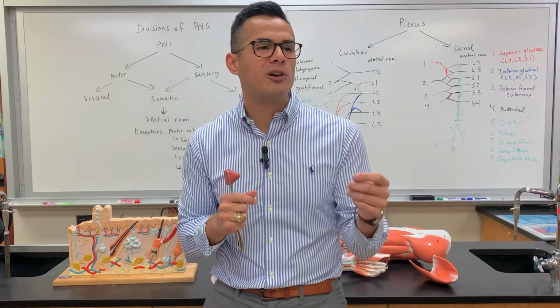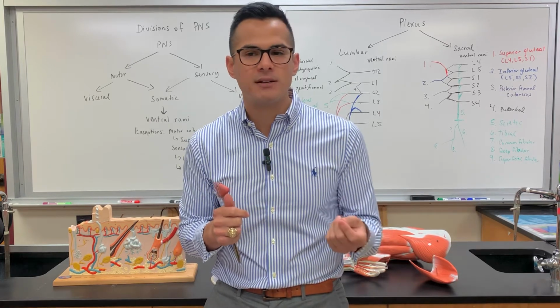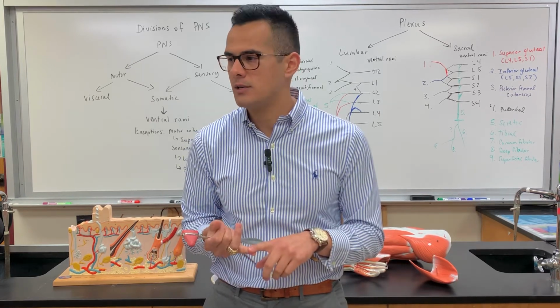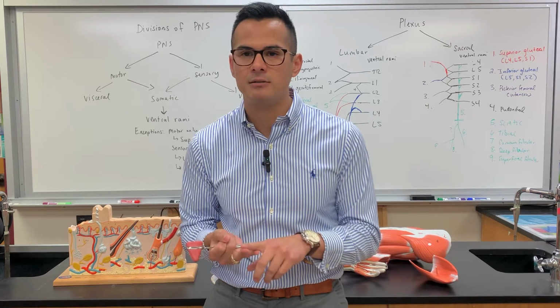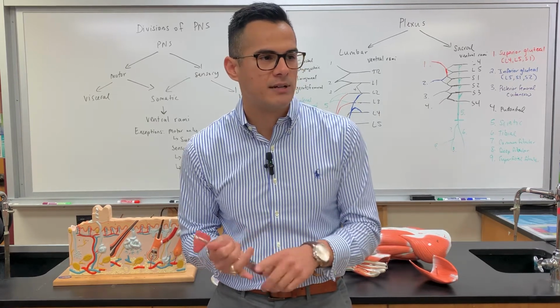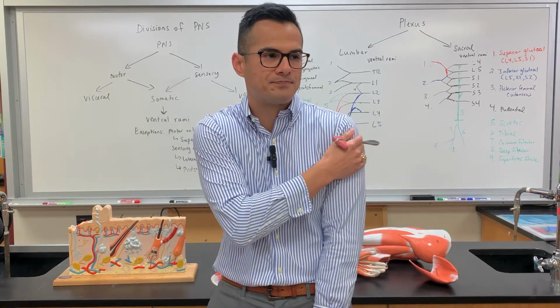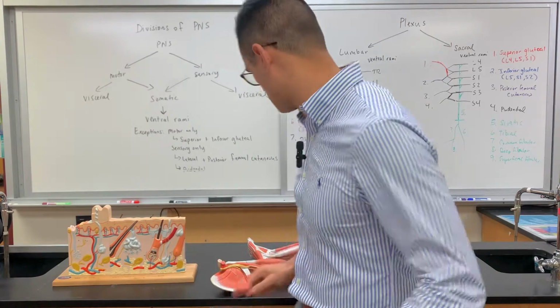Remember it's motor and sensory, right? Because this is one of the examples. So the motor aspect for axillary was the deltoid and the teres minor, right, for movement of those muscles. But then the sensory component is the sensation where you're just touching the shoulder. Okay, so let's move on to the next one.